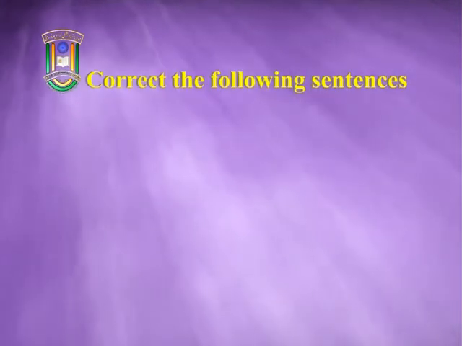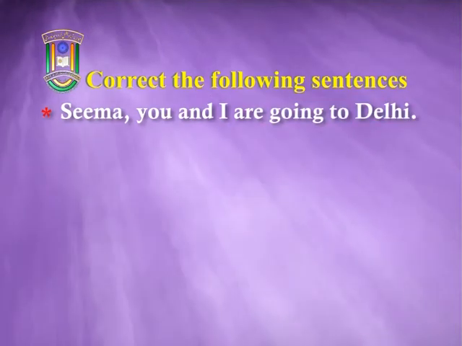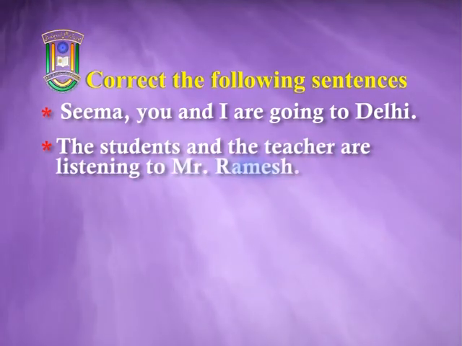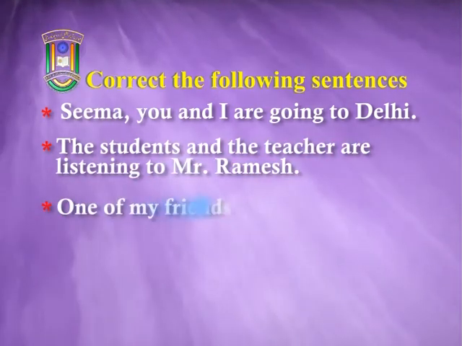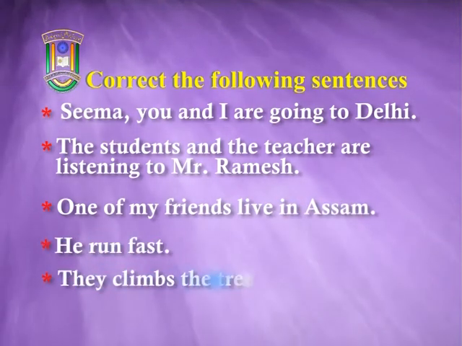Note down these sentences and correct them. Seema, you and I are going to Delhi. The students and the teacher are listening to Mr. Ramesh. One of my friends live in Assam. He runs fast. They climb the tree.